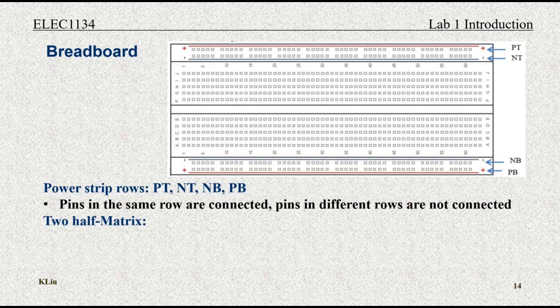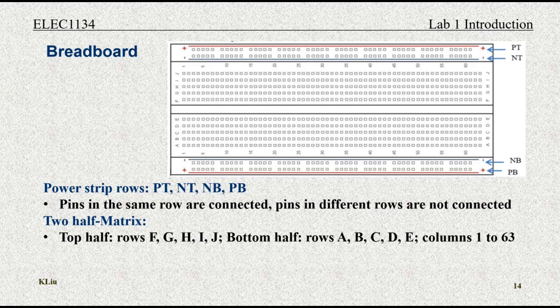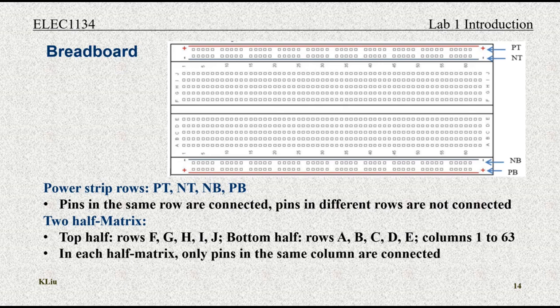Then we have 2 half matrices. The top half holds rows of F, G, H, I, J, and columns of 1 through 63. The bottom half holds rows of A, B, C, D, E and columns of 1 through 63. In each half matrix, only the pins in the same column are connected. The pins in different columns are not connected. The pins in the top half are not connected to the pins in the bottom half. In the lab you will verify all these connection rules through your own hands-on experiment.